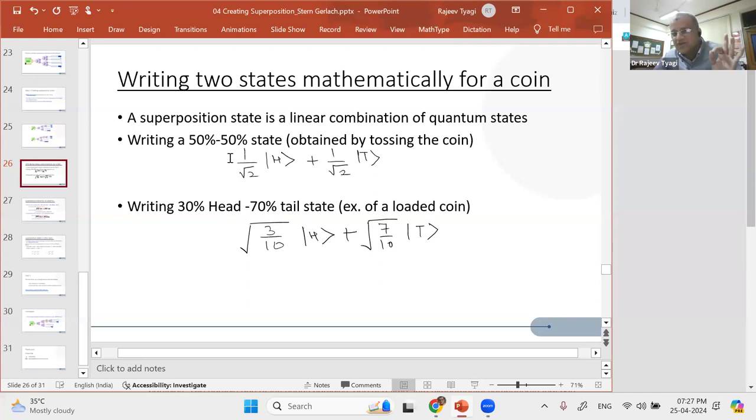1 by 2, which is 0.5, 50%. When you square it, what do you get? 1 by 2, 50. So that's how you write a 50%, say 50% head, 50% tail. This is how you write.